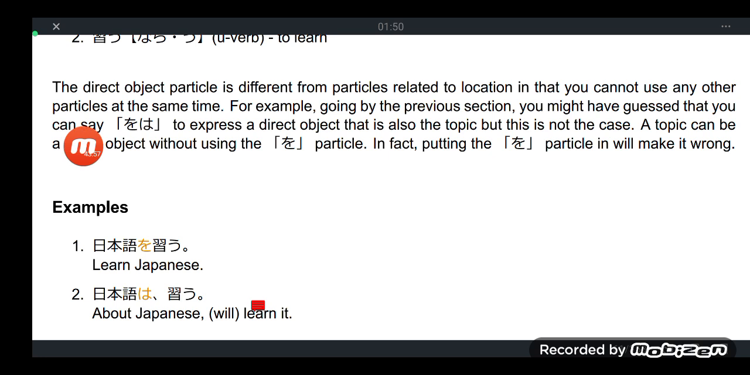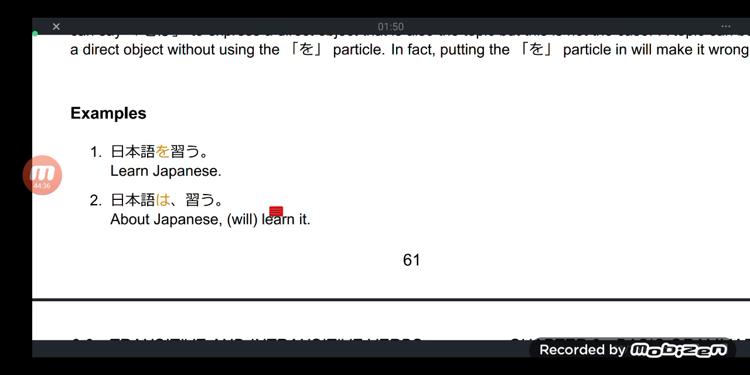Just like here, the direct object particle is different from particles related to location in that you cannot use any other particles at the same time. For example, going by the previous section, you might have guessed that you can say wo wa. No, you can't. To express a direct object that is also the topic, this is not the case. A topic can be a direct object without using a wo. In fact, putting the wo in will make it wrong.